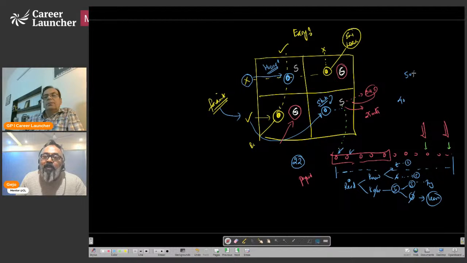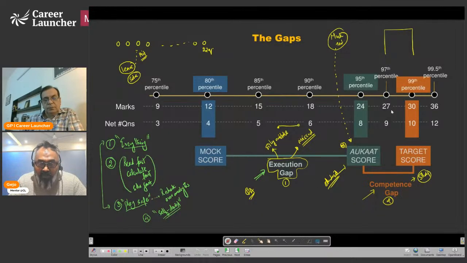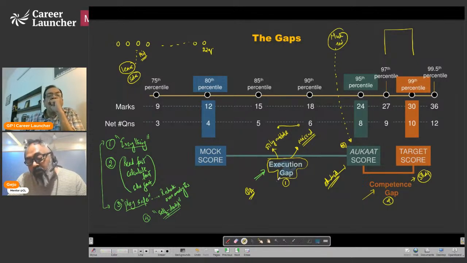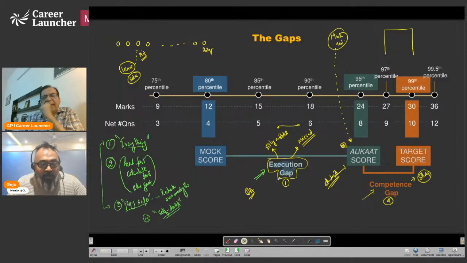Those 50% of the questions, which is 11 plus questions, and then do this. So when you're analyzing your mock, analyzing this execution gap is very crucial, and then working towards improving those gaps is important, GP. So that's sort of the summary.